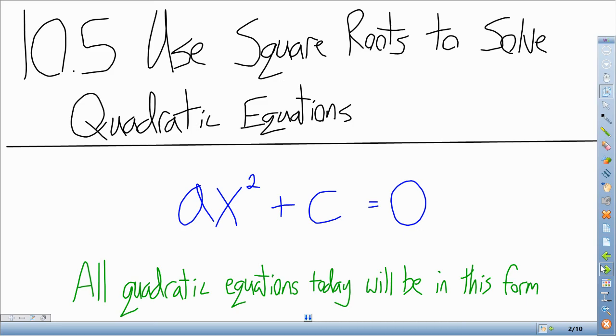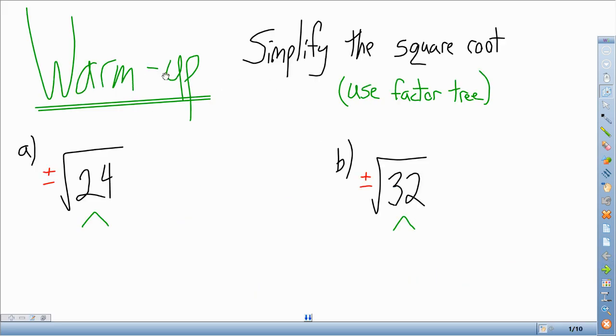Hey everybody. So we're getting into 10.5 today, using square roots to solve quadratic equations. This lesson is mostly going to be a bit of review, and it's going to help us lead into what we're going to do in the next section. But before we get into this first slide, I'm going to have you try a quick warm up where I'm going to have you simplify two radicals or two square roots.